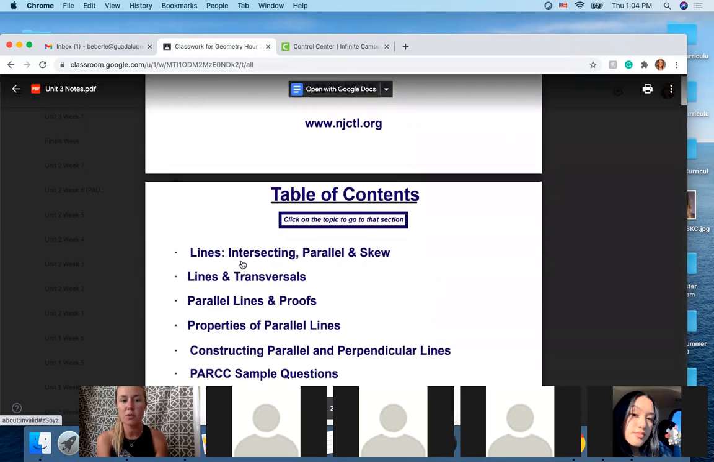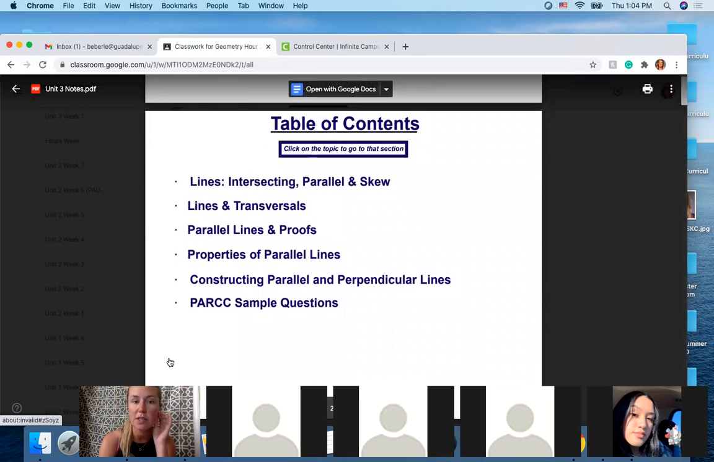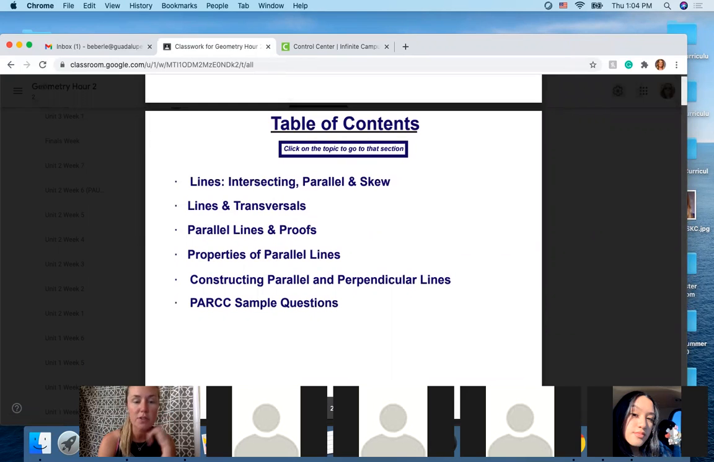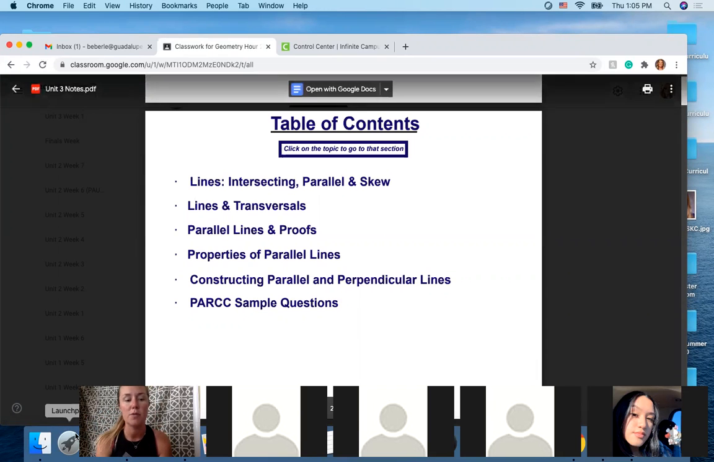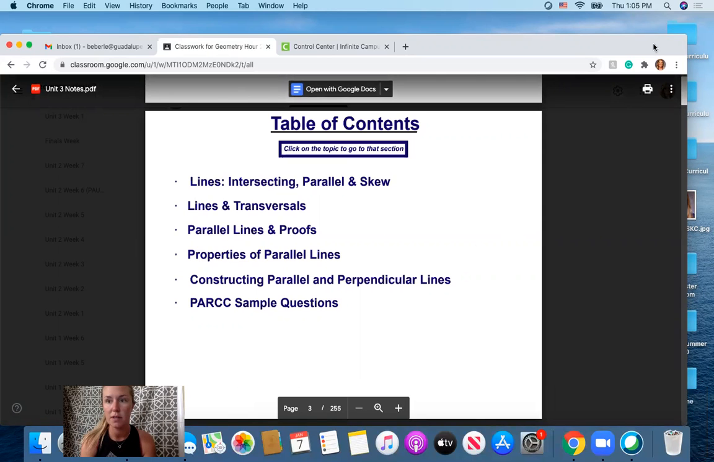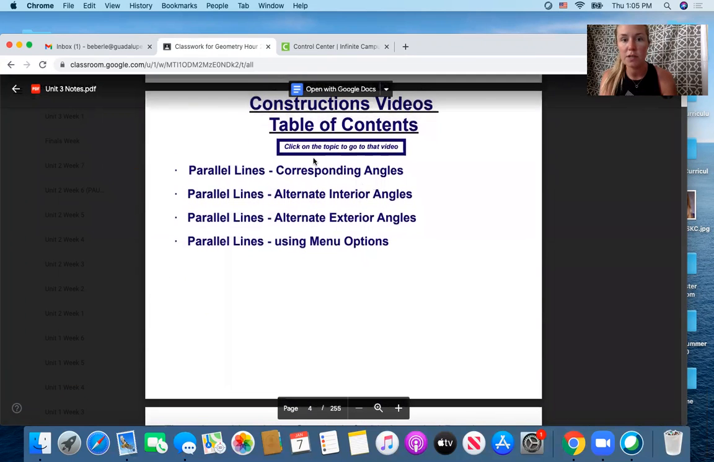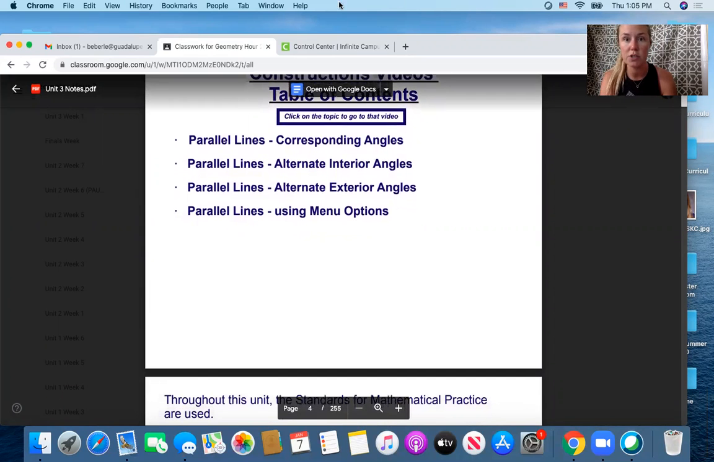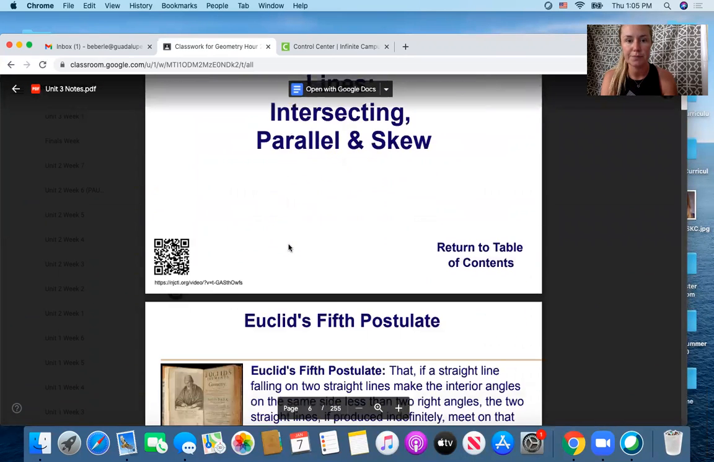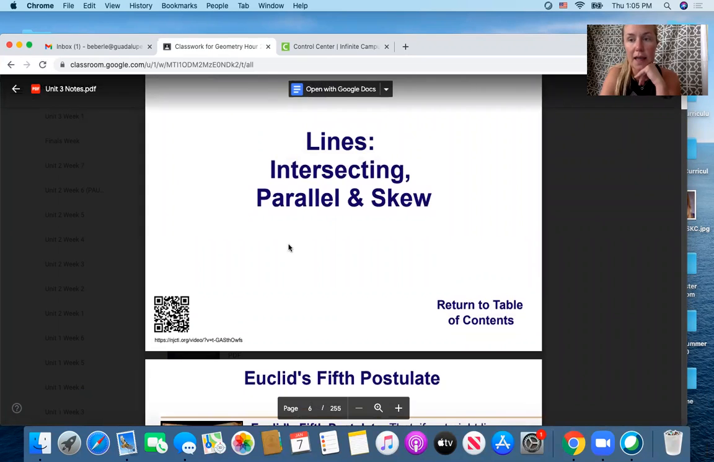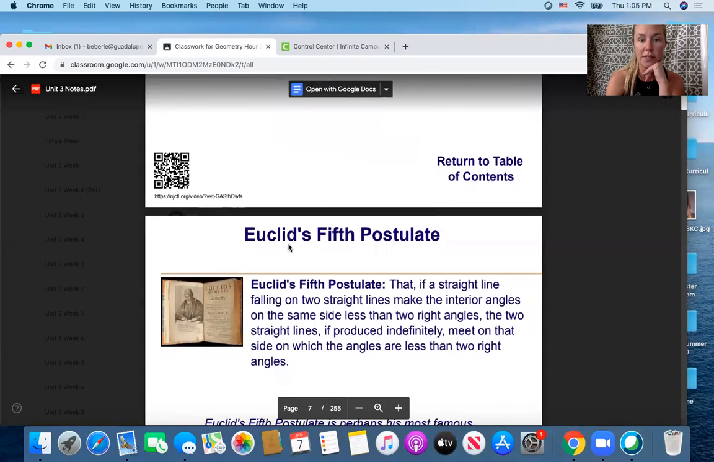Okay, so essentially we're going to be working on the same things that we already talked about. So intersecting, parallel, and skew lines and transversals, parallel lines and proofs, properties of parallel lines, constructing parallel and perpendicular lines, and then we'll have some sample questions towards the EOC, towards the end of this unit. So this is a broad overview right here of the whole unit. So the first thing that we're going to talk about is corresponding. Then we'll do alternate interior, alternate exterior, which are all things that you've already done. So this should be a breeze for you compared to what you've been doing because you've already been introduced to it. So the first thing that we have are lines, and we're going to talk about intersecting, parallel, and skew.